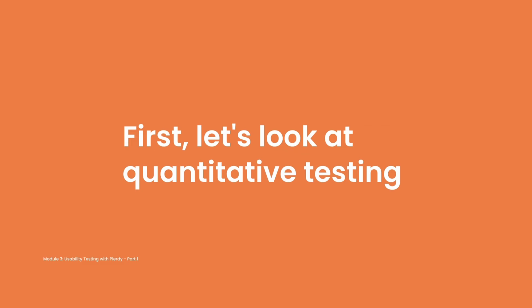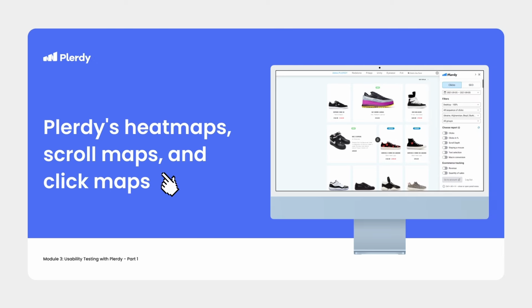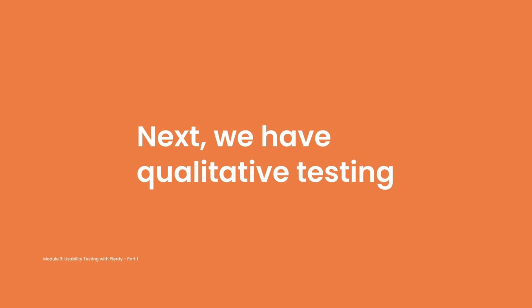This method collects numerical data to identify trends, patterns, and issues on your website. Plerdy's heat maps, scroll maps, and click maps can provide valuable quantitative insights, allowing you to see which elements attract users' attention and which may require improvements.